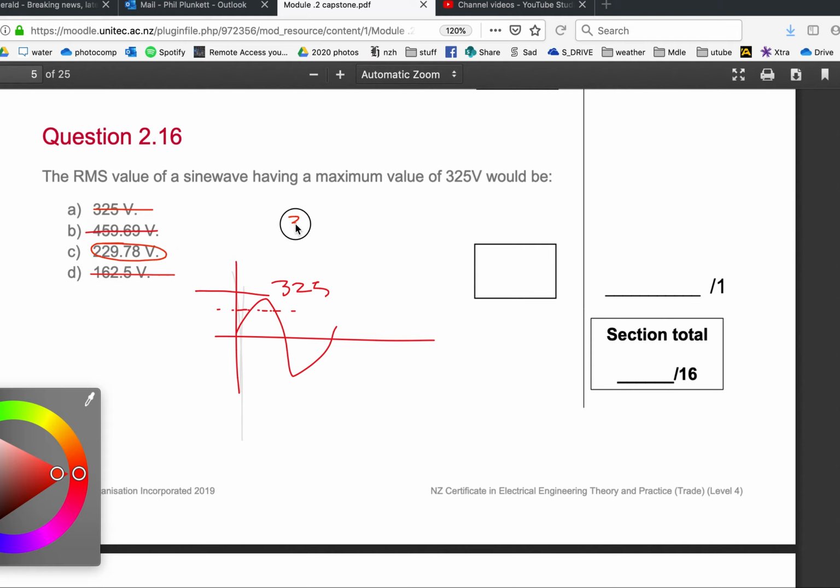But if I want to do the maths, I go 325 times 0.707. How do you remember that number? LOL. Laugh out loud. Turn it upside down. That's how you're going to remember that.